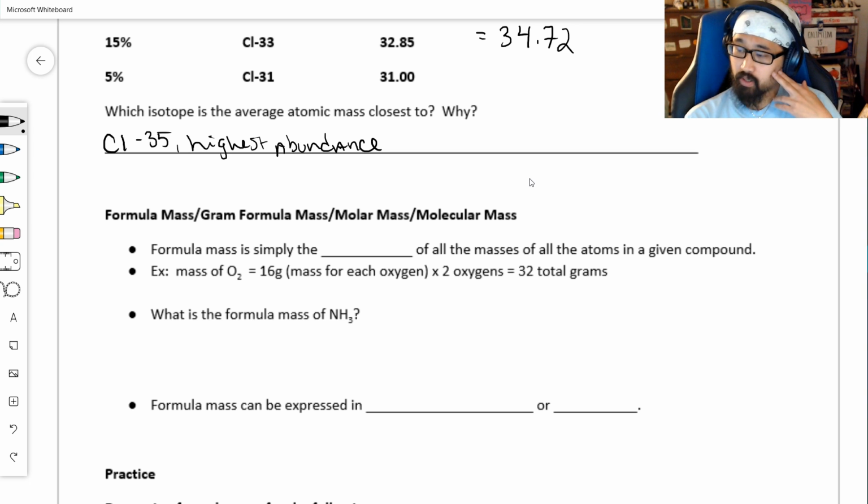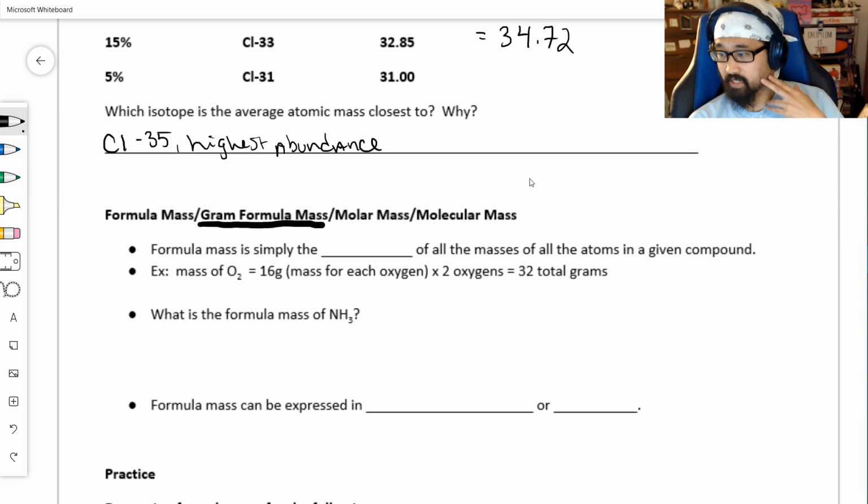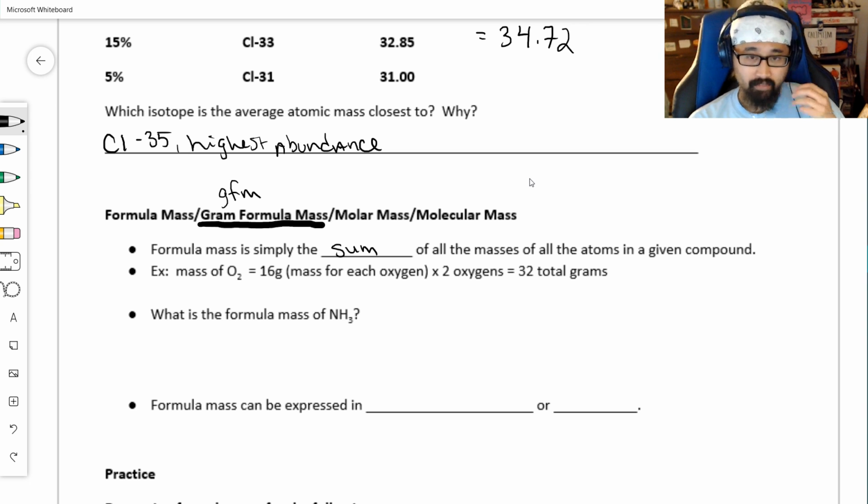this 4-part title, but I'm going to tell you right now that this is the version of the title that comes up most frequently. The gram formula mass, or GFM, which is how I will usually talk about it. So GFM is simply the sum of all the masses of all the atoms in any given compound. That's it. Just add them together. And when I say the sum of the masses of the atoms in a given compound, this is like, look at the reference table, look in that top left corner, figure out what it is to the nearest whole number, add them together.